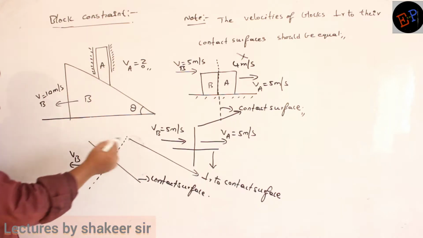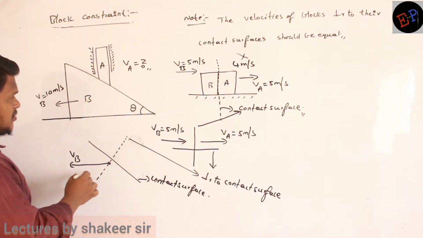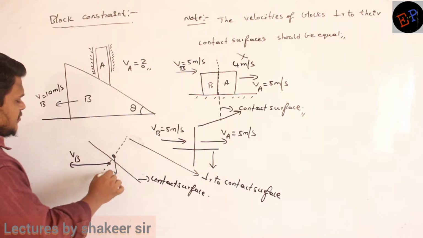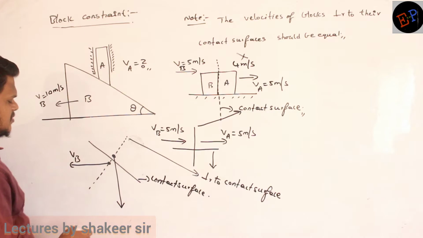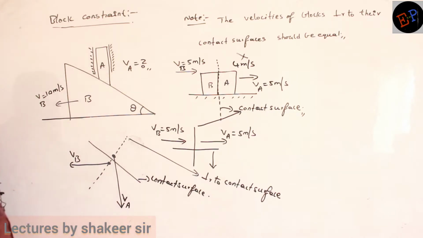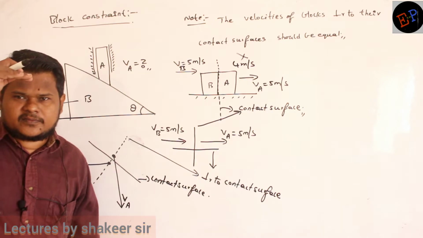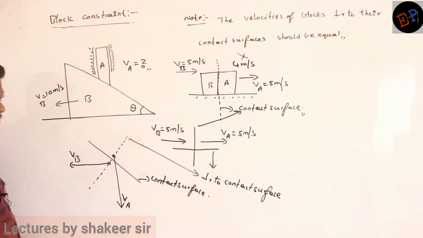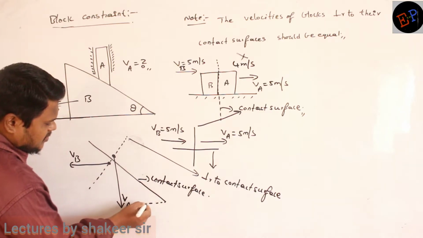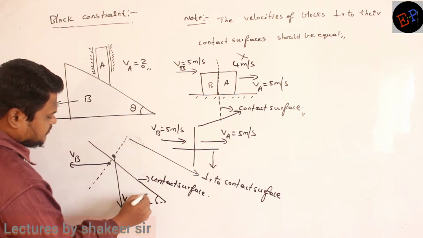Clear, no? Again, I take the velocity on the perpendicular to the contact surface only. So this is my block A, and block A will fall to the ground. So this is the velocity of block A. Are you able to understand, no? So how much angle is it making? It is making an angle of theta, no? Inclined surface is making an angle of theta. Clear, no? So let us take that angle. So how much angle is it making? It is making an angle of theta.